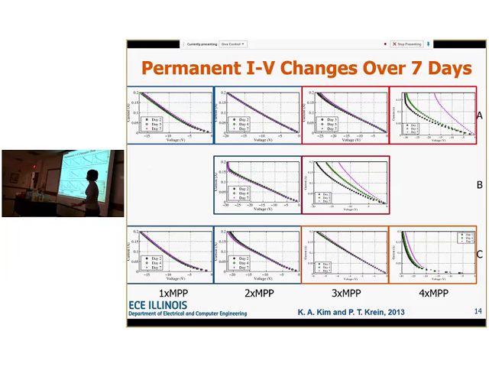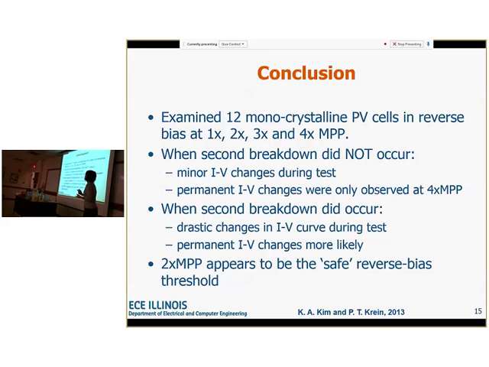So from this initial study, after examining the 12 monocrystalline silicon PV cells at 1, 2, 3, and 4 times the reverse maximum power point, when second breakdown does not happen, we see minor changes during the reverse bias test, and we don't see any really clear permanent changes in the IV characteristics. When it does go into reverse breakdown, second breakdown, we see much larger changes, that weird kind of hook thing that we see, and permanent changes are more likely to occur, although not absolute.